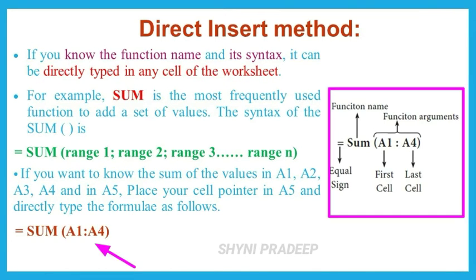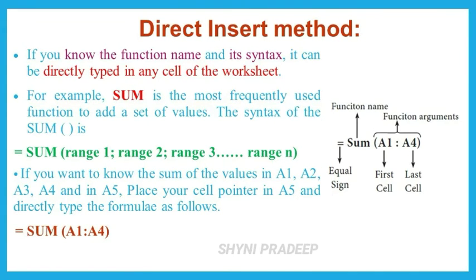What is the formula? Equal to SUM, within the parenthesis write A1:A4, which means A1, A2, A3, A4. Okay. Here the formula always starts with an equal sign and SUM is the function. Within the parenthesis you have to write the range of values. Okay. After typing the function, you have to press the Enter key. Okay, next method is what?